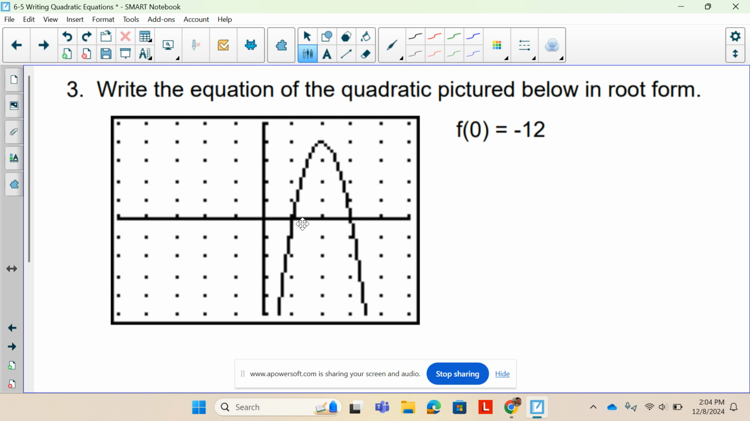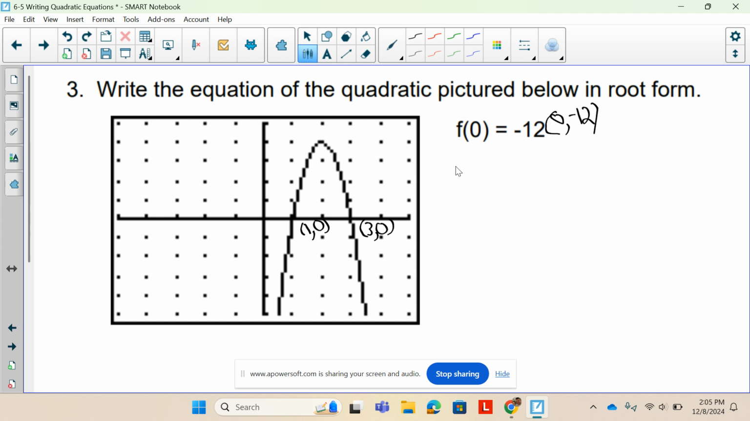I have a root of, looks like, (1, 0). And then a root of (3, 0). Okay, so with those two roots, I'll use that root form. We've also got this point of (0, -12).